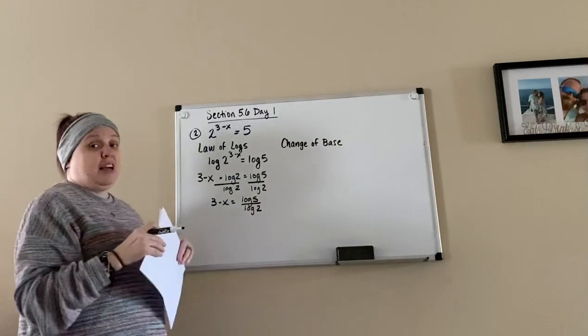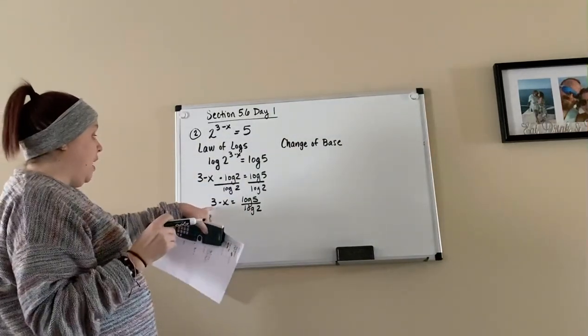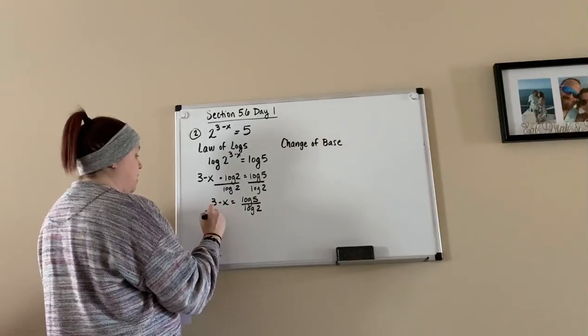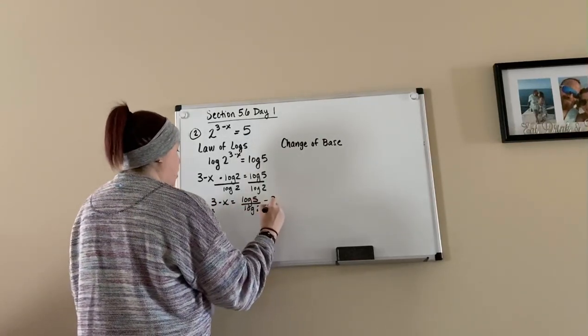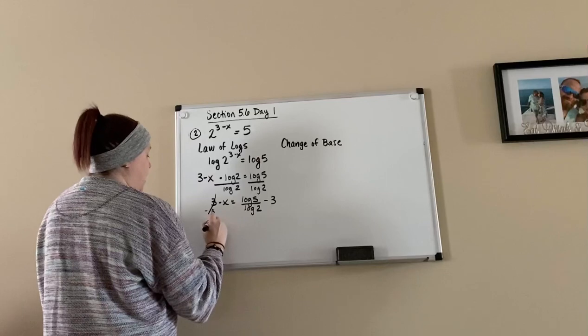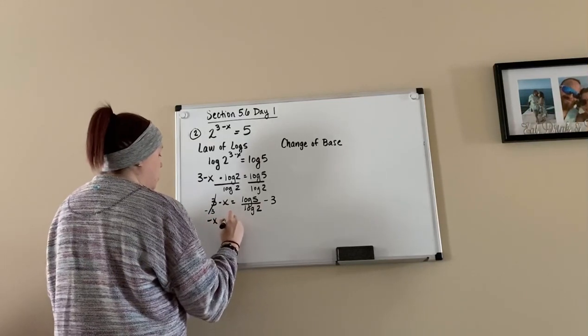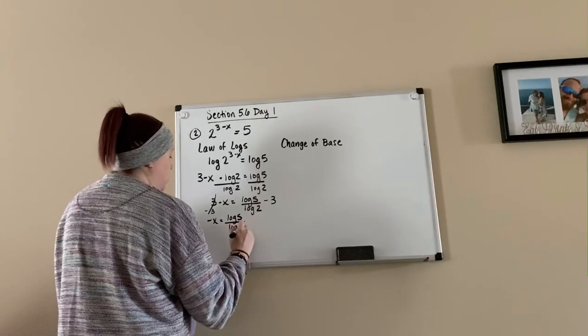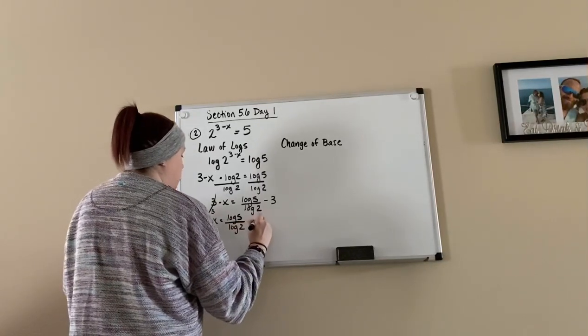So I've got to get that x by itself. So I'm going to first move the 3 over. So I'm going to subtract 3. So it's going to go over there. So I'm going to have negative x equals log of 5 over log of 2 minus 3.